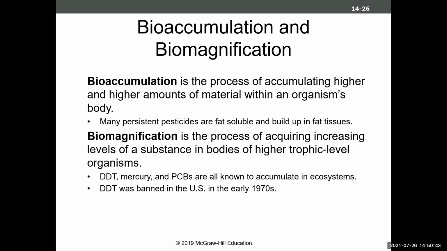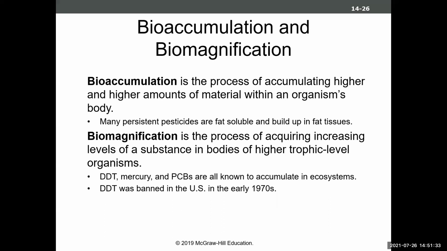Now, I said we would come back to DDT and talk about bioaccumulation. So bioaccumulation is where every step you take up in the food web, you get higher and higher amounts of the chemical that you're tracking within the organism's body. And so with these persistent pesticides, those pesticides are basically fat soluble. And so they accumulate in the fat tissues of the organisms. And so if you have a plant that has a pesticide on it and that snail eats that plant, the snail will build up some of that pesticide in its tissues.